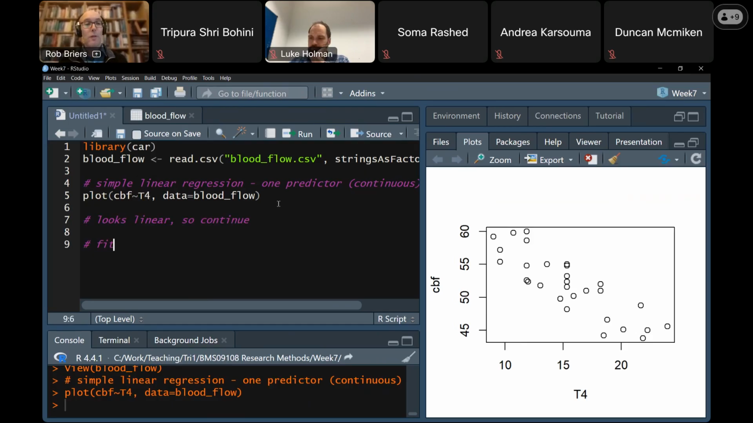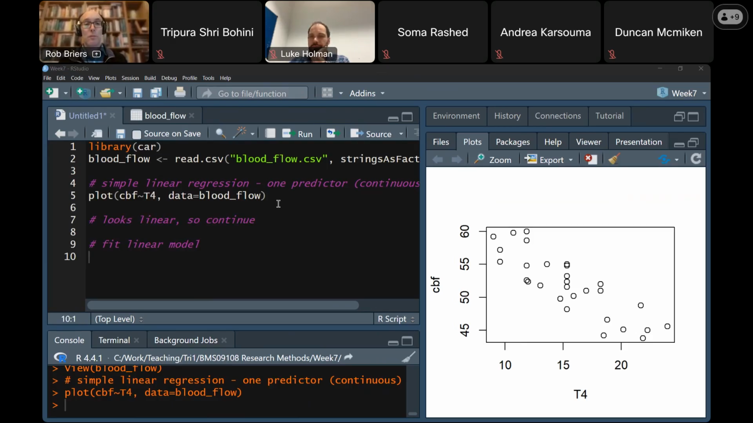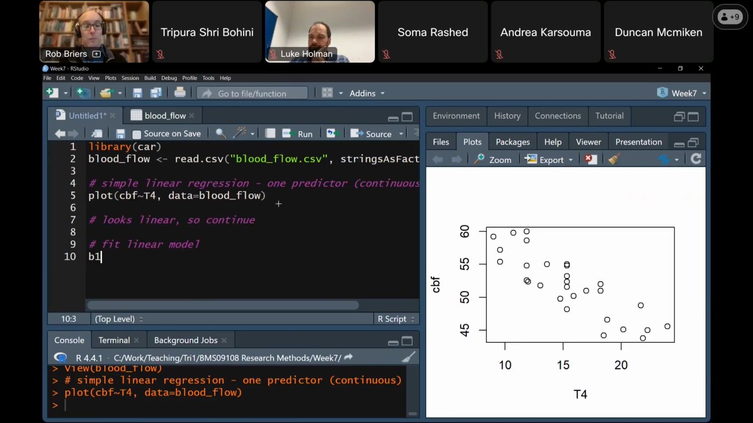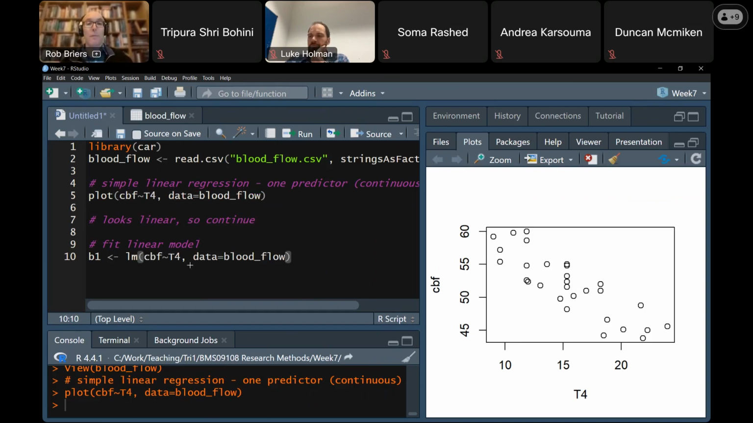The next step is to fit the linear model, exactly the same way as we've done this before. We'll call it B1, and it's a linear model. It's basically this, so we'll just copy and paste that. What we're saying is, is there some kind of significant relationship between our cerebral blood flow and the T4 levels? Both of those are found in the blood flow data set.